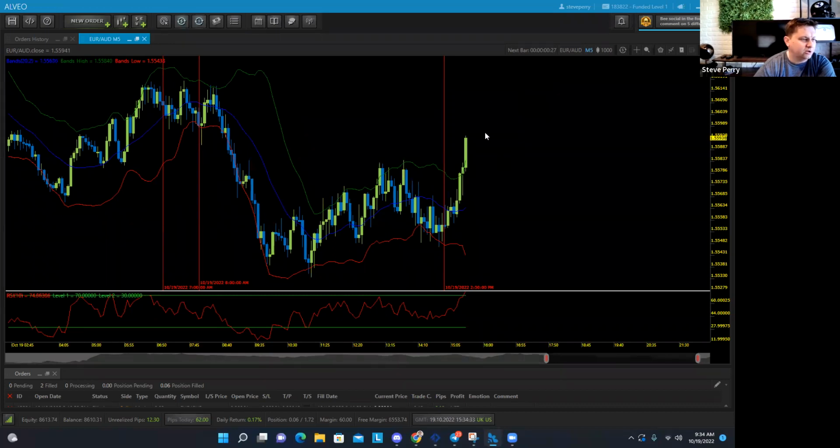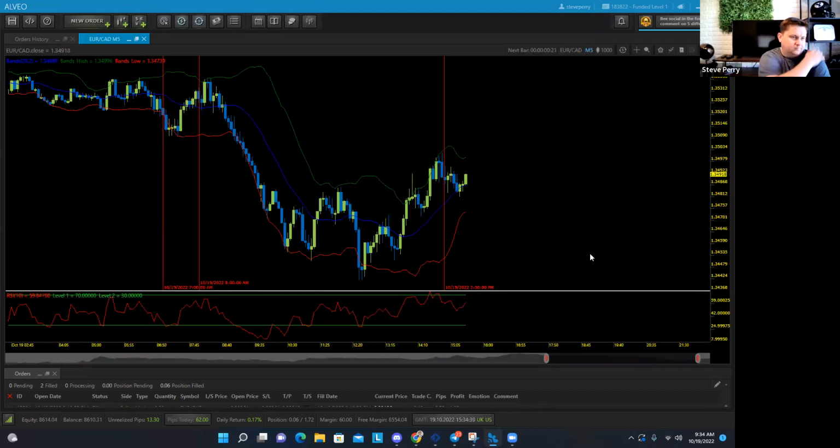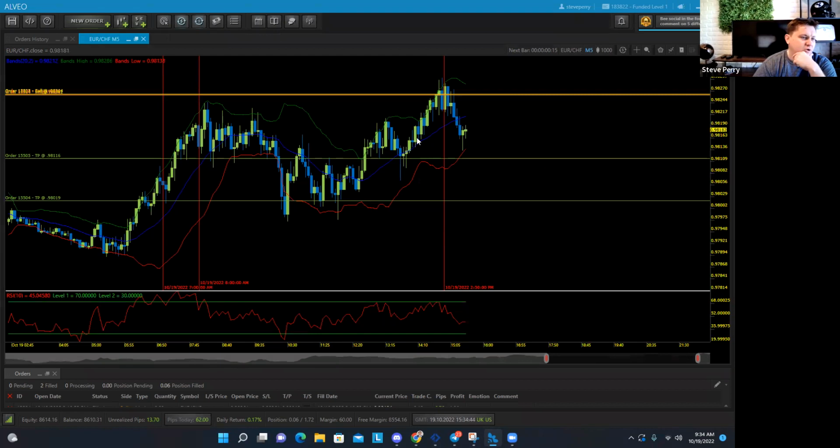This would be an opportunity, but we're not trading the Aussie. Not today, at least. Here's our trade. Old reliable, right? Euro franc, just doing its thing. And we're largely out of that trade. We just have our two stragglers hanging out.